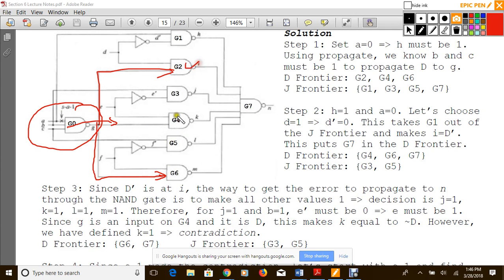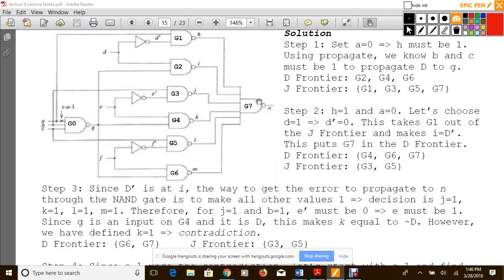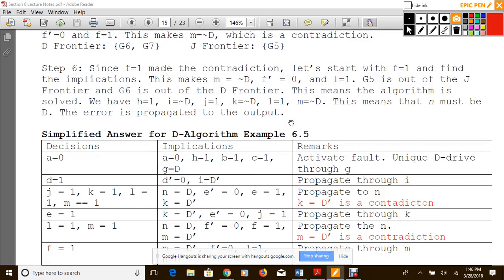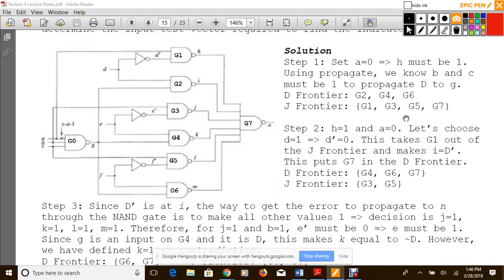Okay. So G2, G4, and G6 have the error on the inputs and the undefined output. And then G1, G3, G5, and G7 are not like that, which is why we have our, you remember, G2, G4, and G6, they're in the D frontier, and the J frontier is G1, G3, G5, and G7.